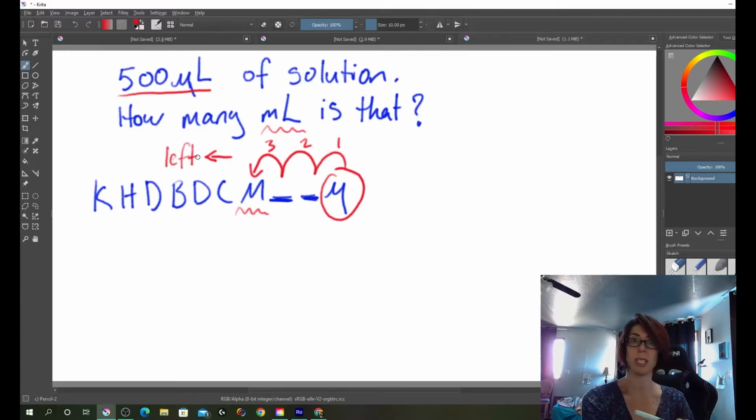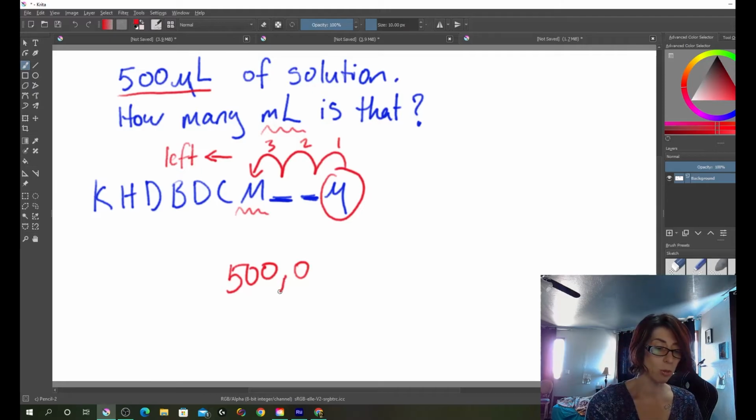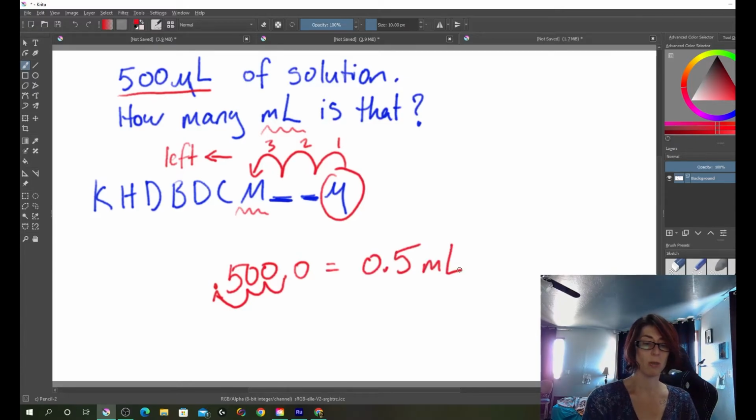I jumped 3 to the left. That means my decimal point is going to travel 3 to the left. So my original number was 500.0, repeating, of course. Now it's going to jump 3 to the left: 1, 2, 3. It's going to end up there. So that's going to equal 0.5 milliliters. 500 microliters equals 0.5 milliliters.